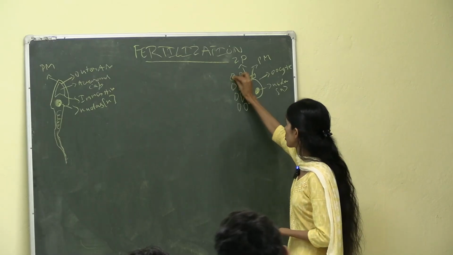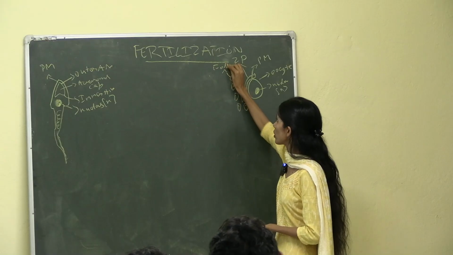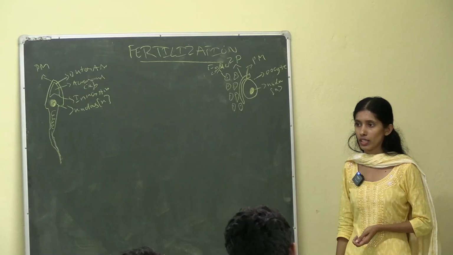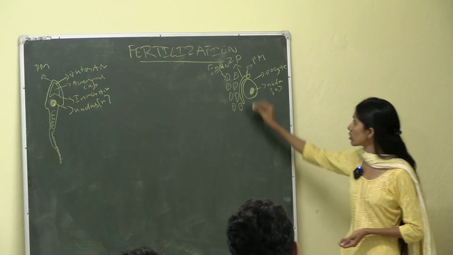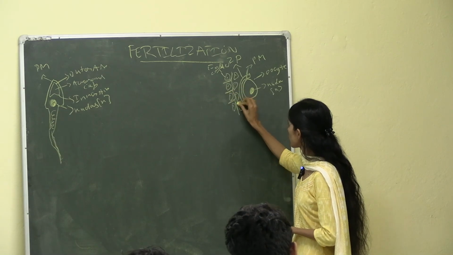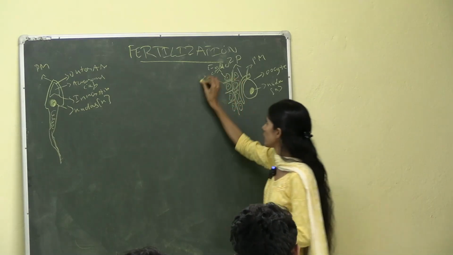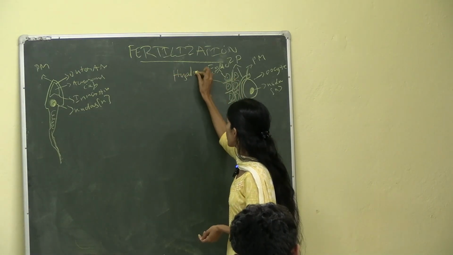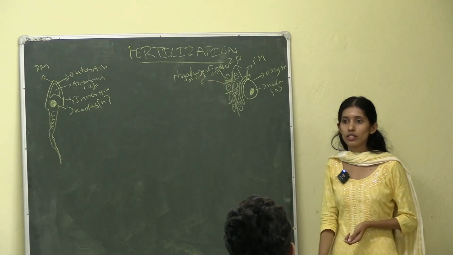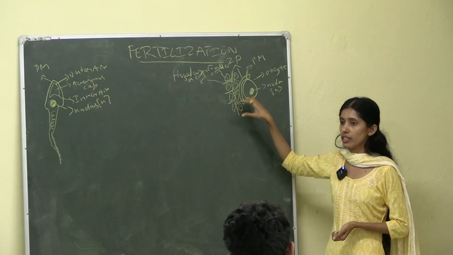Corona radiata is nothing but a layer of your follicular cells. These are follicular cells arranged in a radial manner. Between these follicular layers you can see some structure or some fluid like this. This is nothing but the hyaluronic acid. This hyaluronic acid forms a jelly-like substance that holds all the follicular cells and layers together.